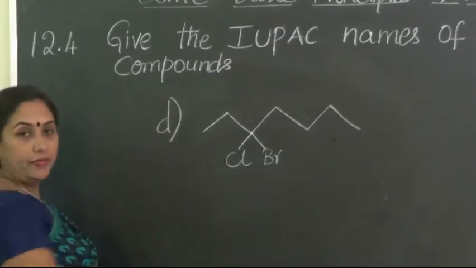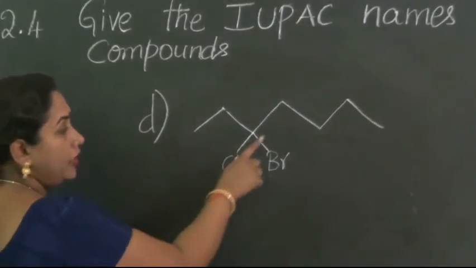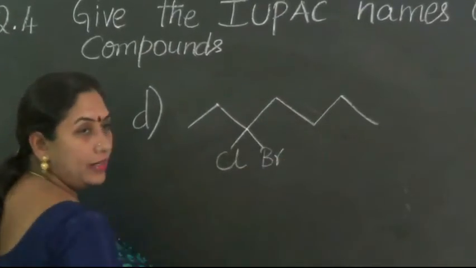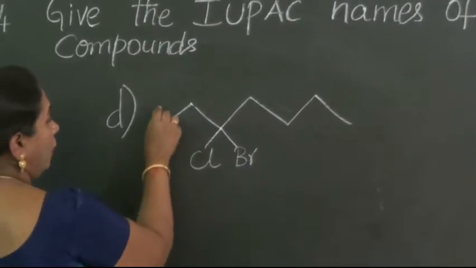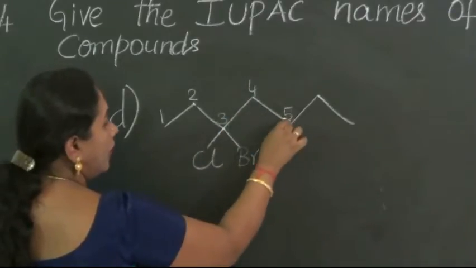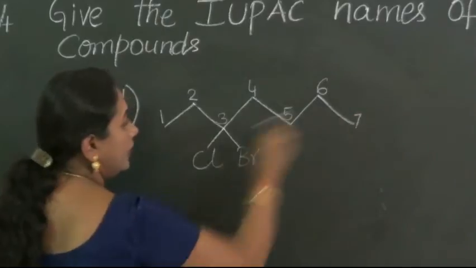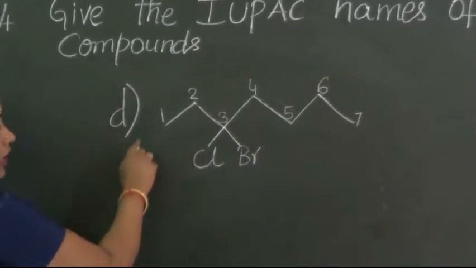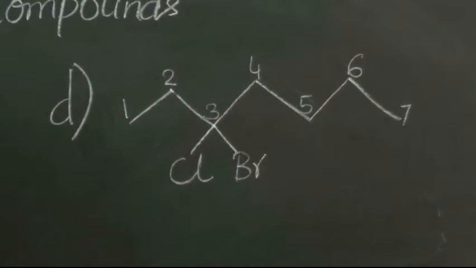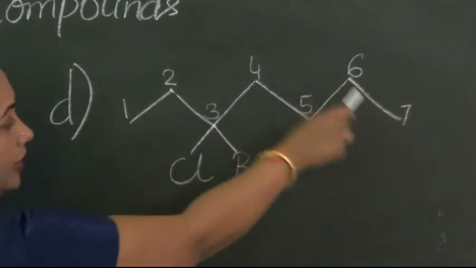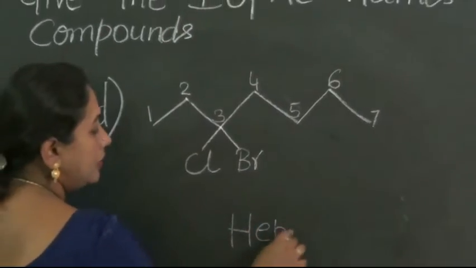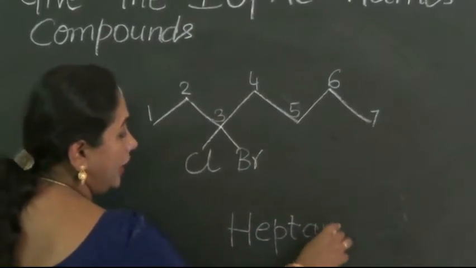Now structure D. Now look at the carbon chain given to us. Let us count the number of carbon atoms in the given chain. 1, 2, 3, 4, 5, 6 and 7. So the given carbon chain is carrying 7 carbon atoms in it, and it is a saturated hydrocarbon. So therefore the root word to be used is hept and the suffix to be used is ane.